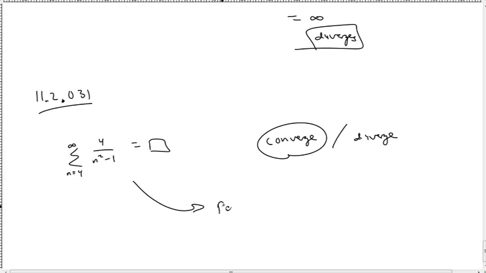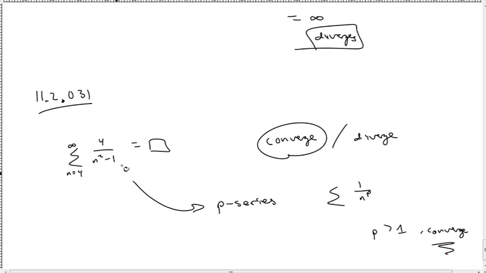This one is called P-series. And so if you see a summation that looks kind of like this here, this is n to the p power. If you see it like this, and your p is greater than 1, then it's going to converge. Otherwise, it's going to diverge and all that stuff, okay?